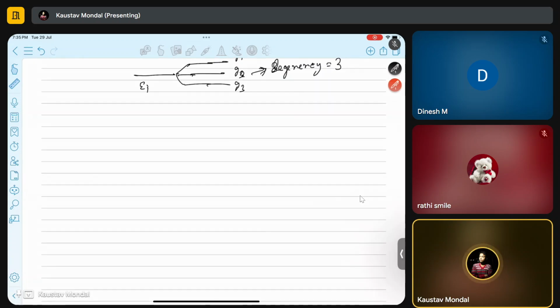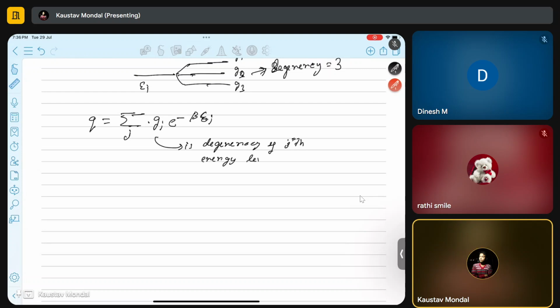your modified partition function expression would be Q equal to summation over j of Gj e to the power beta Ej, where Gj is basically the degeneracy of the jth energy level.